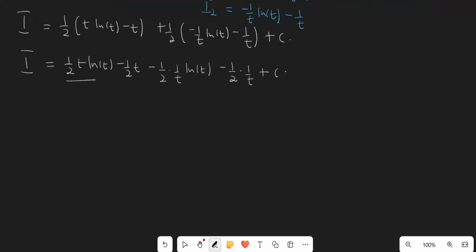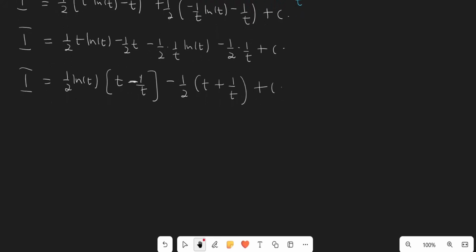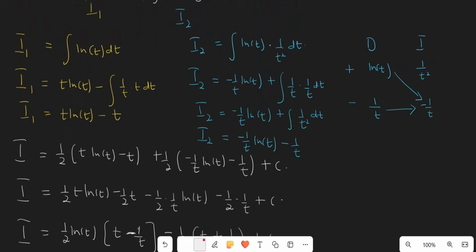I'm going to bring the ln of t together. So I is equal to 1/2 ln of t, which is common between this and this. So I'm going to be left with t minus 1 over t. And I'm going to bring this and this together, and they have 1/2 in common. So we factorize 1/2 out, minus, and this is going to be t plus 1 over t, plus the constant of integration. So we are done. But we have to move back into the x world.